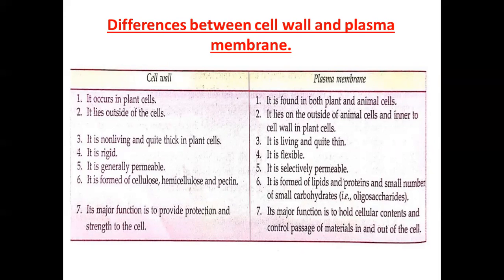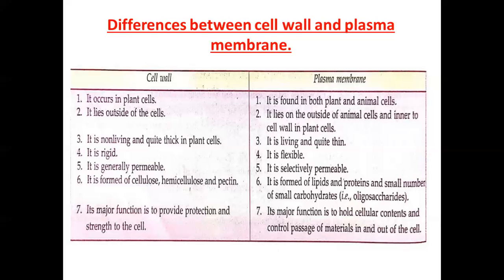But the plasma membrane is always found in both plant and animal cells. Now, the cell wall lies outside of the cells, but the plasma membrane lies on the outside of animal cells and inner to the cell wall in plant cells. The cell wall is non-living and quite thick in plant cells, but the plasma membrane is living and quite thin. The cell wall is rigid. The plasma membrane is flexible. The cell wall is generally permeable. The plasma membrane is selectively permeable.